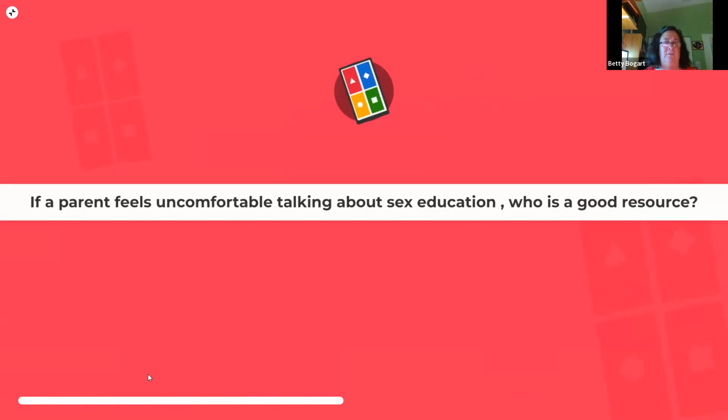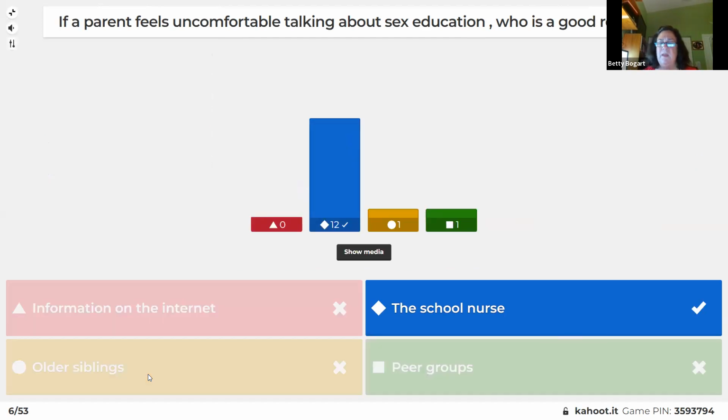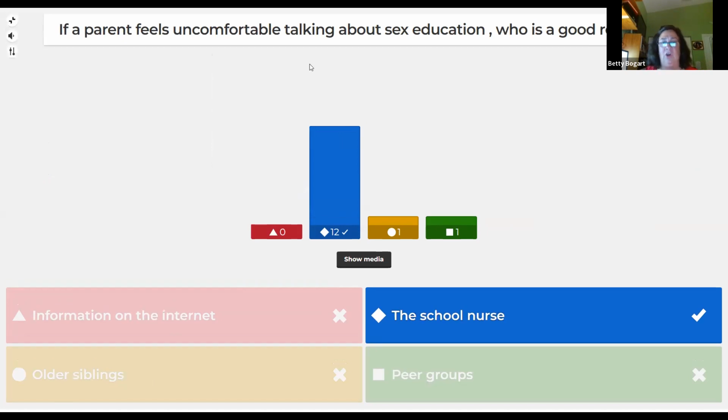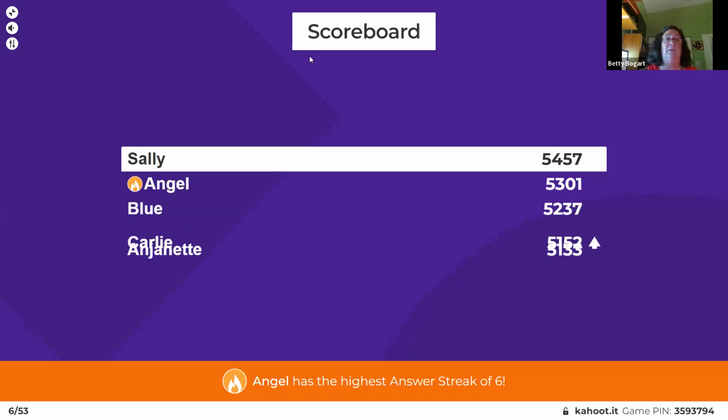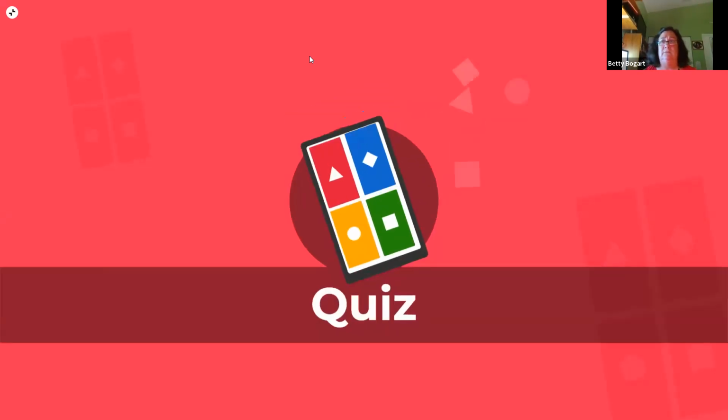If a parent feels uncomfortable talking about sex education, who's a good resource? And that's absolutely the school nurse. Getting it from their siblings, from peers, it's not accurate information, and having good information is very important in preventing sexually transmitted diseases and HIV, hepatitis, etc.